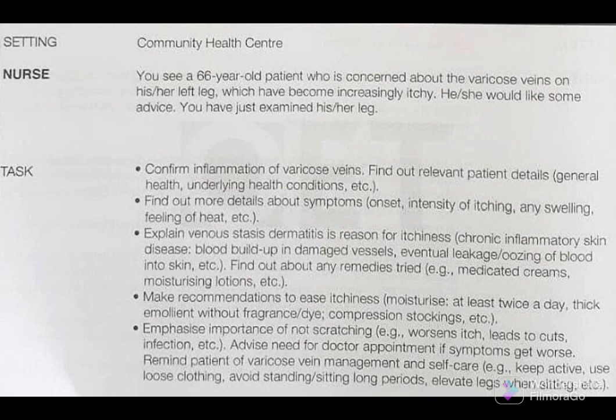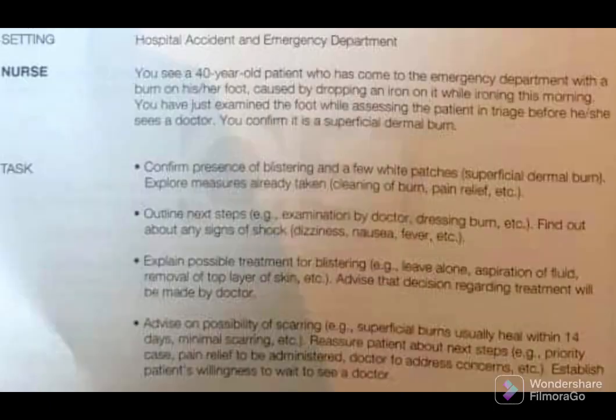And this role play and the previous role plays are totally different. You have another scenario. It is a hospital accident and emergency department. You are a 40-year-old patient who has come to the emergency department with a burn on his or her foot caused by dropping an iron on it while ironing this morning. You have just examined. So in this scenario also, the same word, you have just examined. So this is a cause. This is a known case.